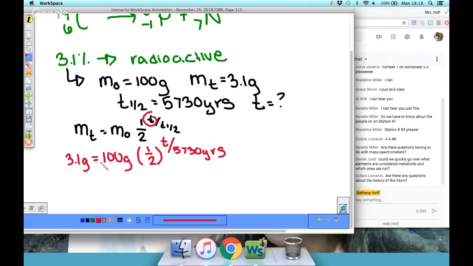Let's move our 100 over. So we're going to divide by 100 on both sides. And what we're going to end up getting is 0.031, and that's going to equal 1/2 raised to t over 5730. I'm going to leave off the years for now. Now, in order to get this down below, don't forget we talked a little bit about logs, so you need to be able to take the log of this.